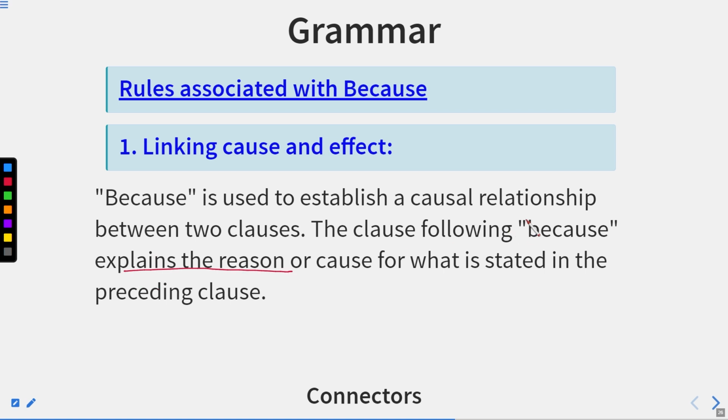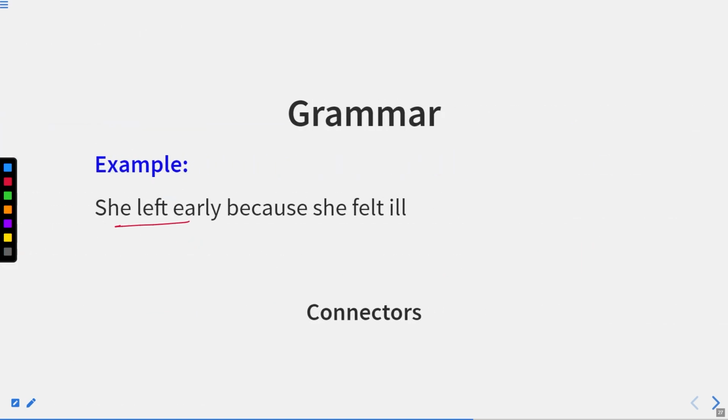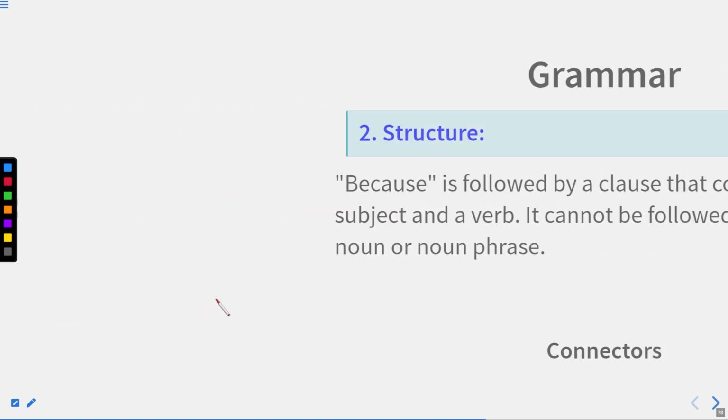Now, this is the key point. It gives the reason or cause for what is stated in the preceding clause. It can be the preceding clause, and it can be the later clause as well, provided because does not begin the sentence. For example, she left early because she felt ill. So this is the cause or the reason, whereas this is the effect. After the word because, you should have the cause clause only.